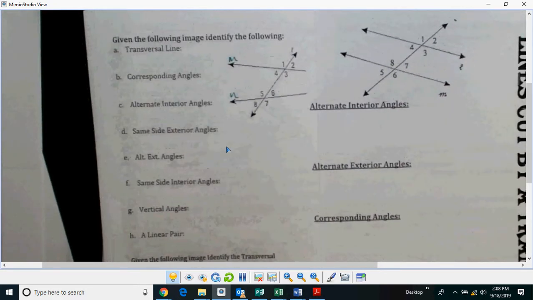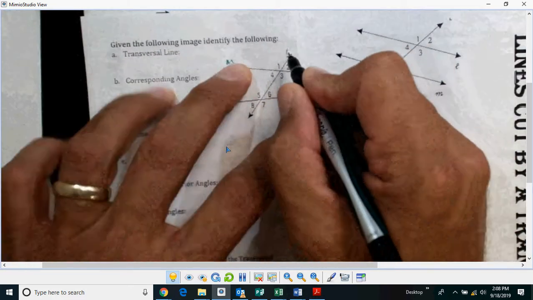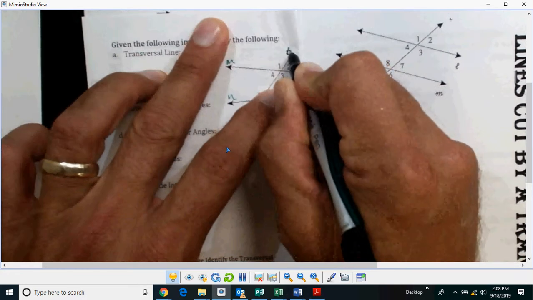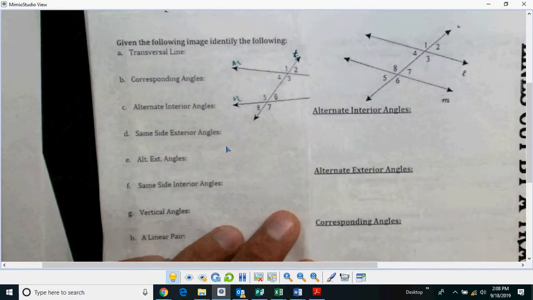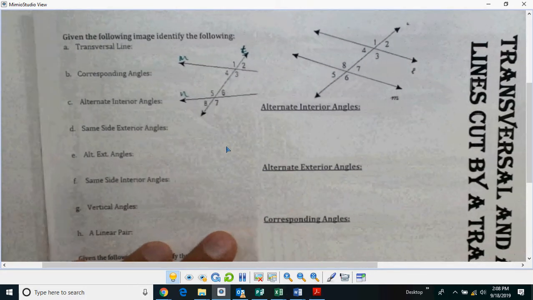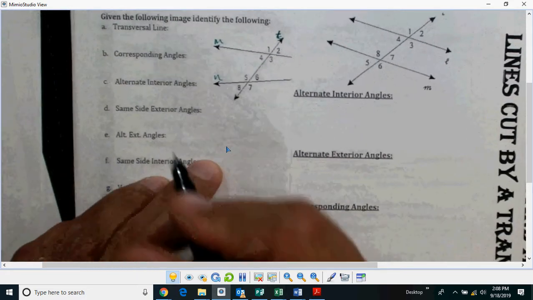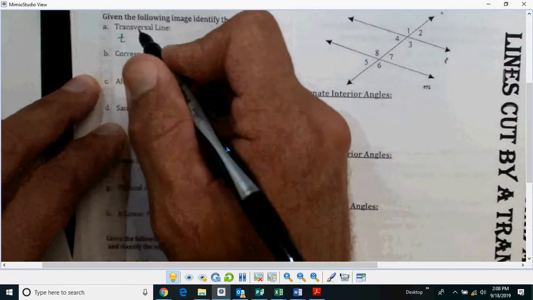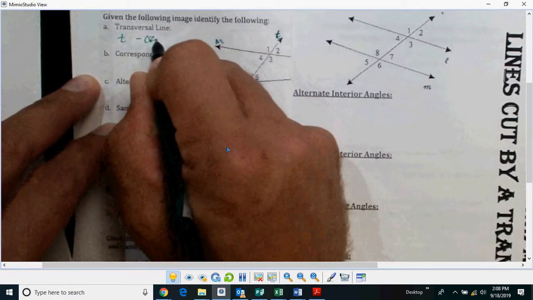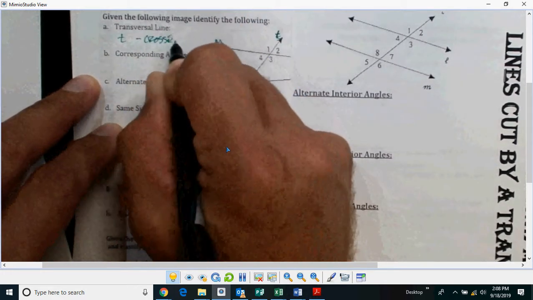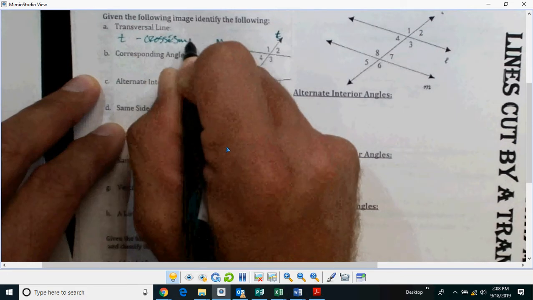Let's call it a T. All right? So what is the transversal in our example here? It's T. It crosses the other two. Crosses M and N.